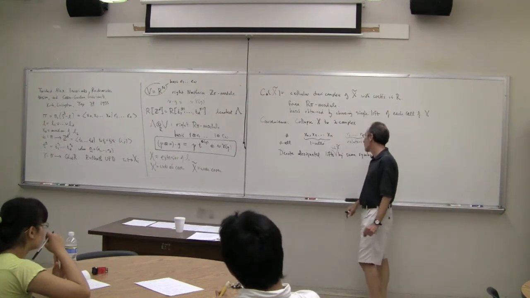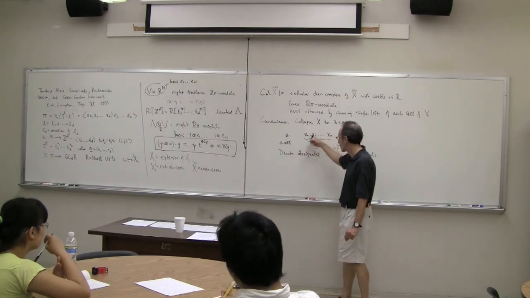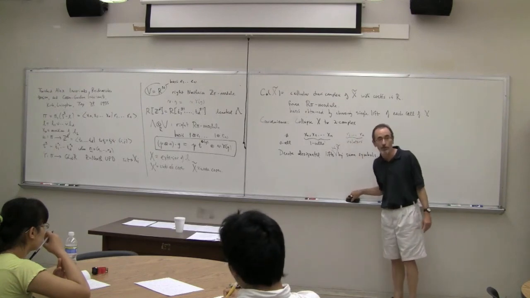So that's right. This becomes a single zero cell. This becomes specified one cells, and these become specified two cells.